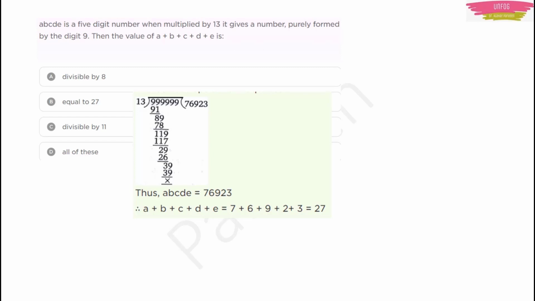Okay. Now you divide this 999999, the 6 times 9 digit number, by 13, and you will get one number. This number is your ABCDE. Now add these ABCDE digits individually, and you get 27. So option B, 27, will be the right answer.